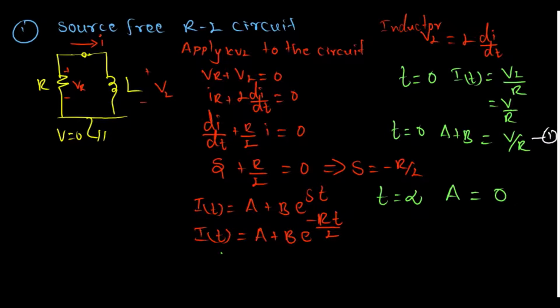So the answer of this is i(t) is equal to I naught e to the power minus R over L into t. I naught is equal to V over R, because that says I naught is the current at the 0 second. In the 0 second it has the current value of that value. So this is the source free RL circuit.